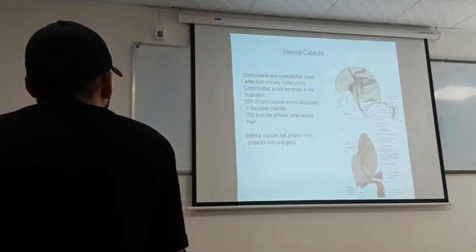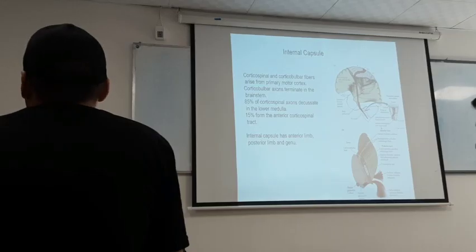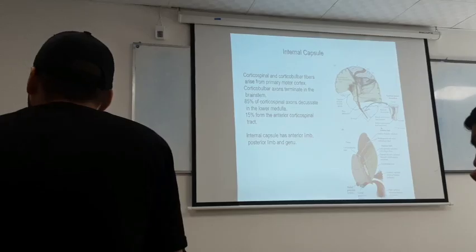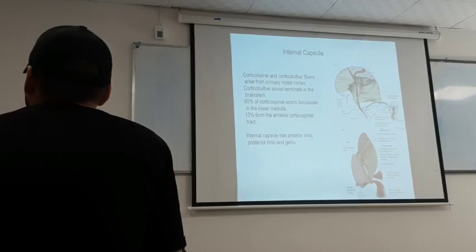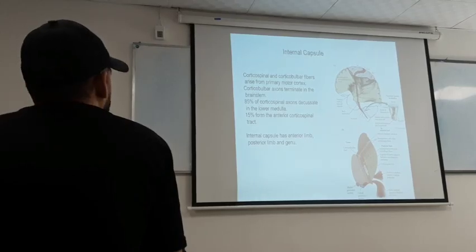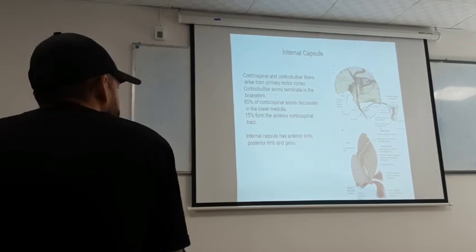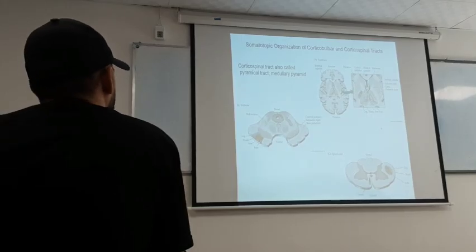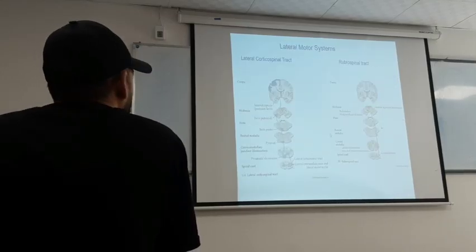Internal capsule. Internal capsule, the fibers between the thalamus and post-central gyrus. Internal capsules. You see this. This is the shape of the brain. The next class is about this.